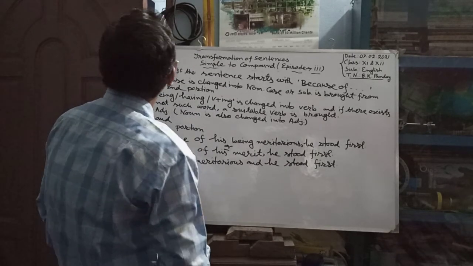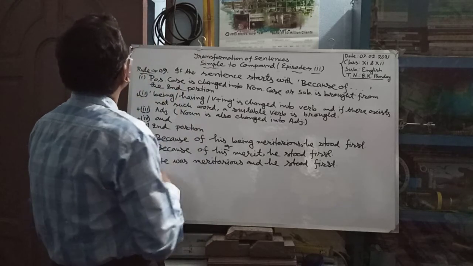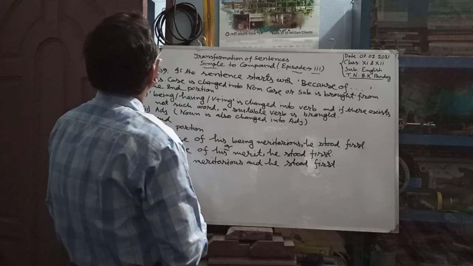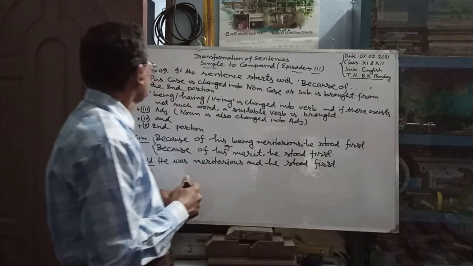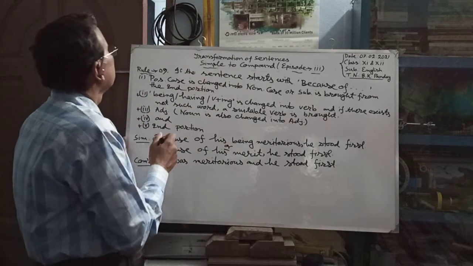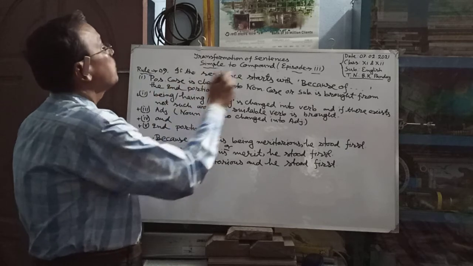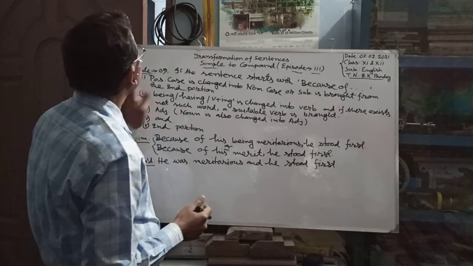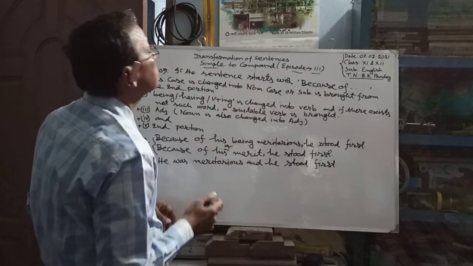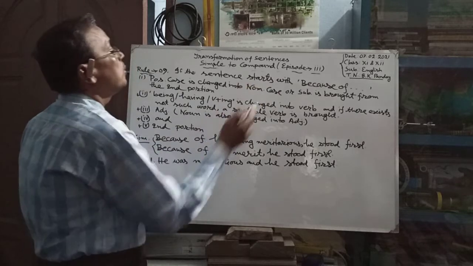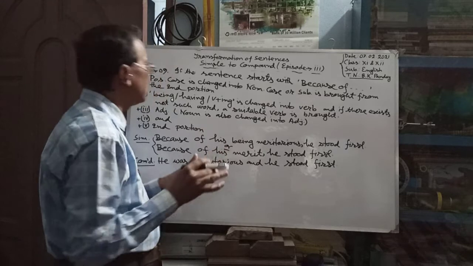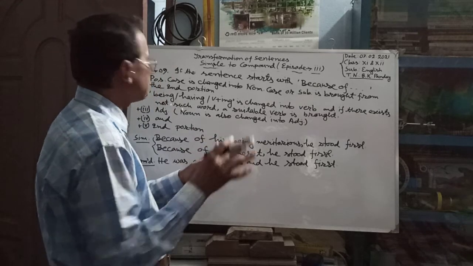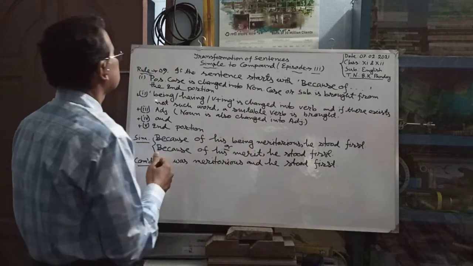Dear students, rule 9. If the sentence starts with "because of", we have to follow this rule. "Because of" is excluded. Then if there is any possessive case, it is changed into a nominative case. But if there is no possessive case, we have to bring the subject from the second part.